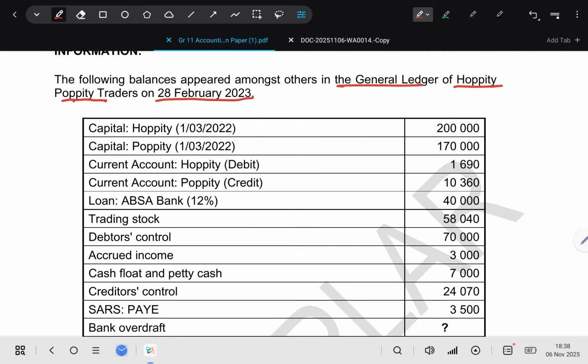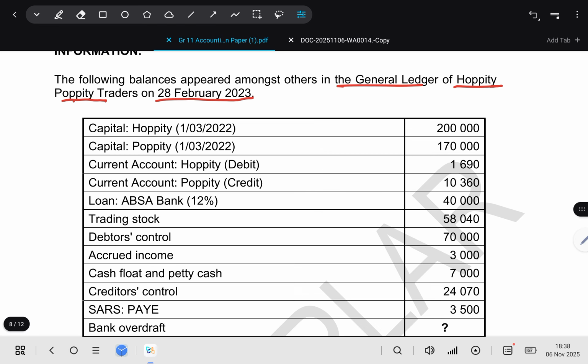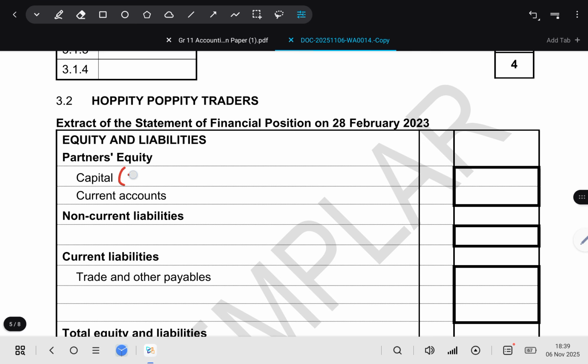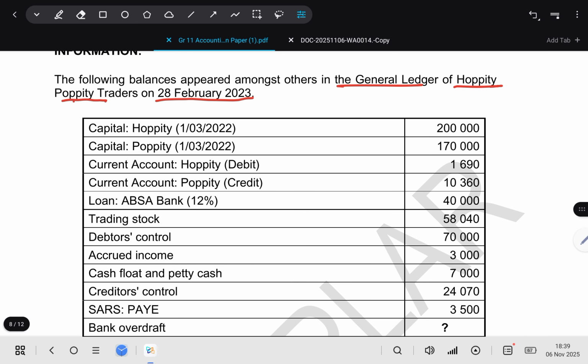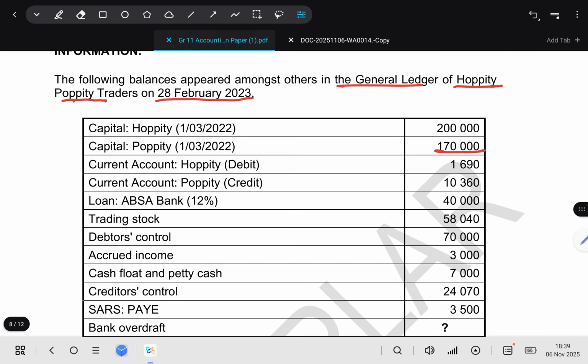Now, when you do balance sheet, guys, this is what you need to make sure that you do. Always start by transferring the information that is given to you in the trial balance or general ledger. Okay. So now let's check our answer book. We have our capital balance for OPT. It's 200,000. So we'll have that 200,000 plus the capital contribution of another partner, which is 170,000. So we'll say plus 170,000, and then from there we move to the next one.